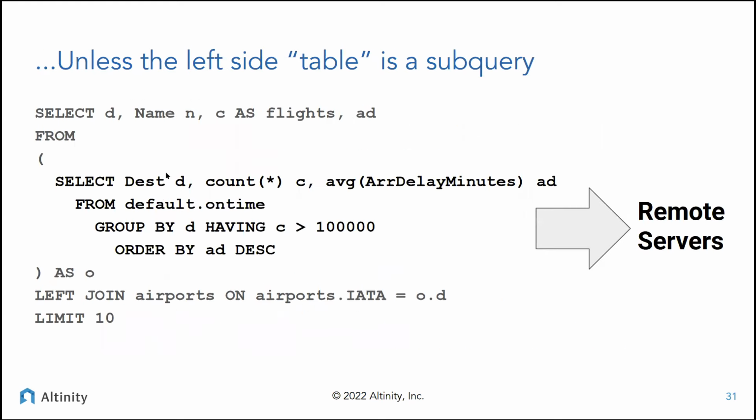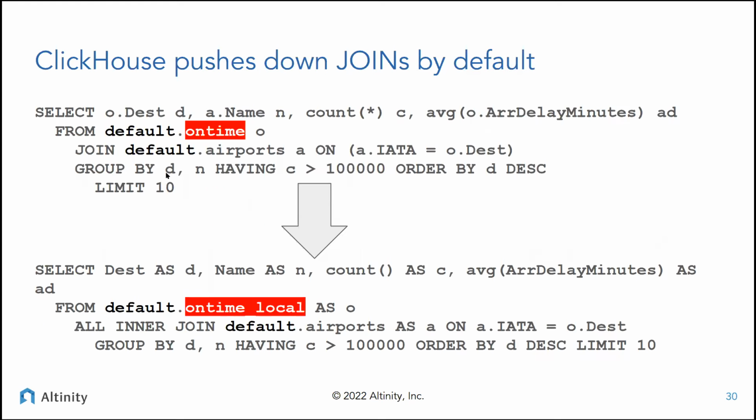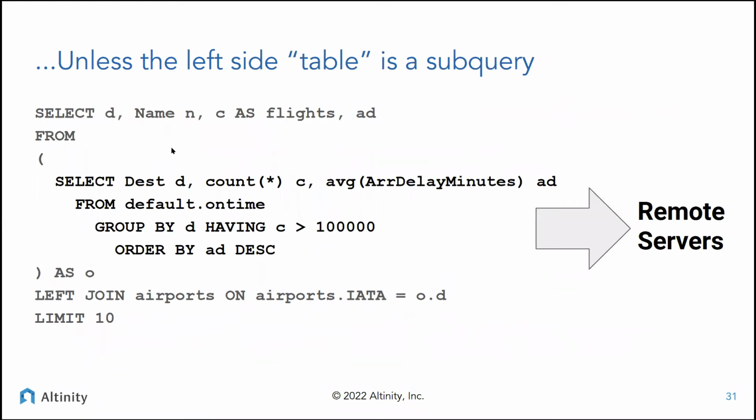But if that left side table is a subquery, so what I mean by left side table is the first table in the join. So ontime, that's the left side. We have the join, and on the right side is default.airports. So if the left side of the join is a subquery, in fact, that is what gets sent to the remote servers. So if you haven't seen this trick before, you might ask, well, why would you do that?